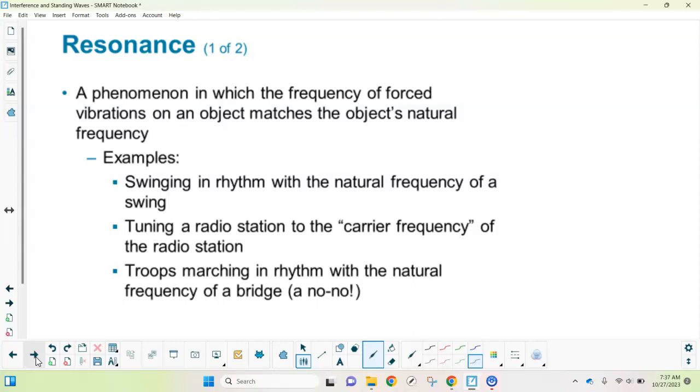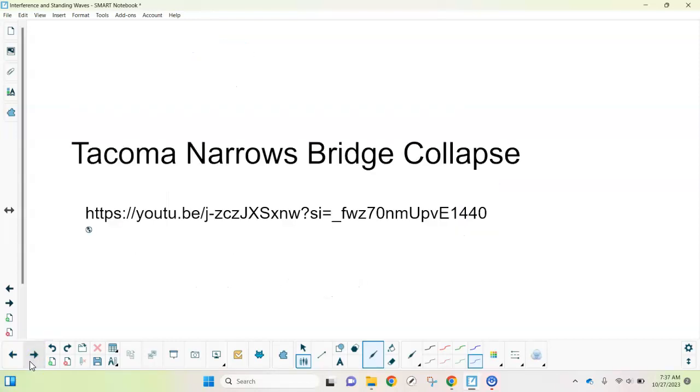In sound, this happens with like opera singers. So if you've ever seen the phenomenon of an opera singer breaking a glass, they sing at the proper frequency that matches the frequency of oscillation, the natural frequency of the glass, or like a champagne glass, and it actually breaks the glass. Tuning car radio stations work the same way, troops marching over bridges, things like that. One phenomena that has happened before, and I would suggest you just Google the Tacoma Narrows Bridge. This happened from resonance. So I'll try to bring it up real quick. Hold on, let's see if it'll come up through this.